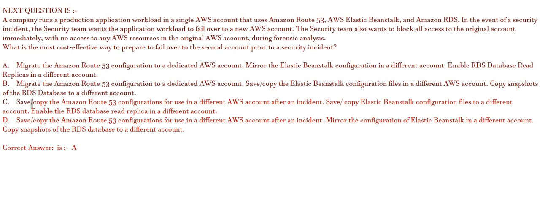C. Save/copy the Amazon Route 53 configurations for use in a different AWS account after an incident. Save/copy Elastic Beanstalk configuration files to a different account. Enable the RDS database read replica in a different account. D. Save/copy the Amazon Route 53 configurations for use in a different AWS account after an incident. Mirror the configuration of Elastic Beanstalk in a different account. Copy snapshots of the RDS database to a different account. Correct answer is A.